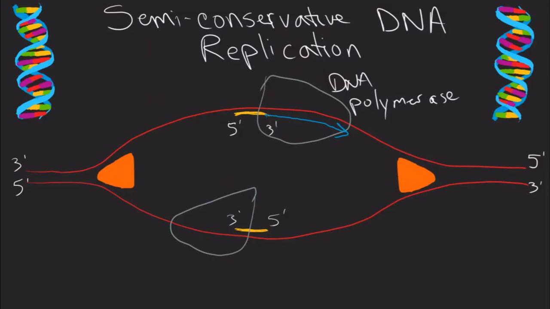Now, what you're going to notice is, because we have replication forks in both directions, we can actually simultaneously run DNA replication on both sides, both strands. Again, the red is the original. It will be our template for adding the blue, the new DNA nucleotides. They both run in opposite directions, 5' to 3'.